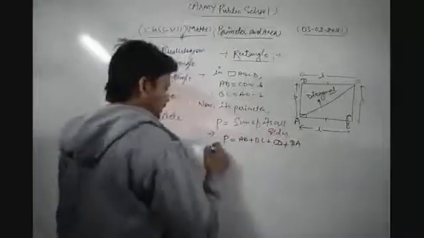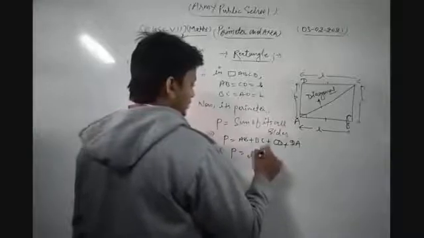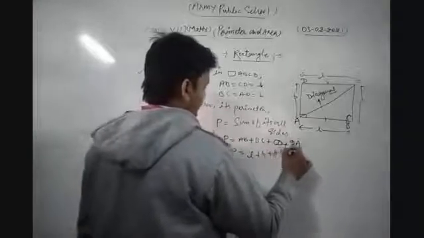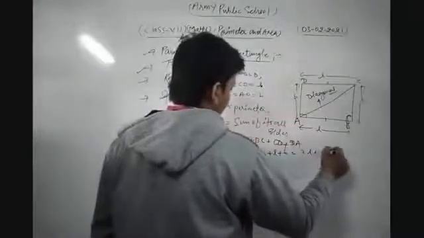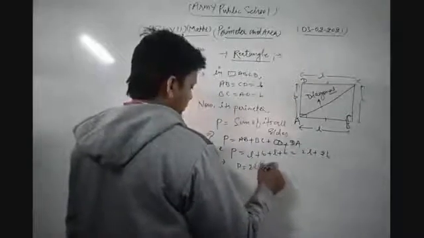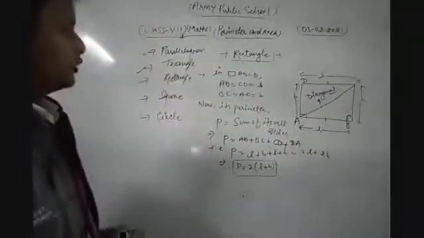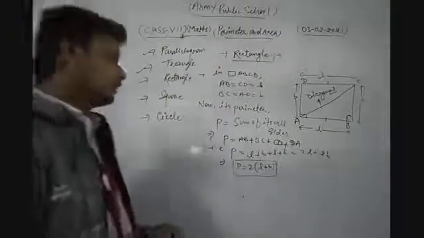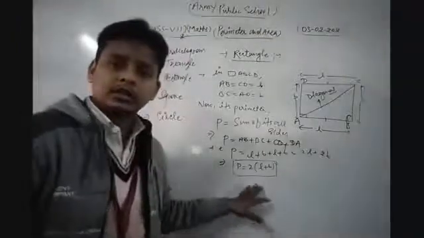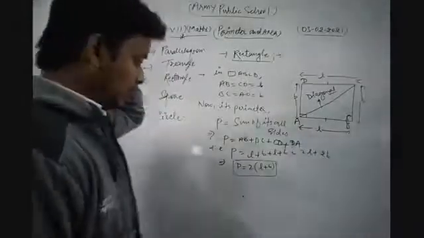So here the perimeter is equal to L plus B plus L plus B, that is 2L plus 2B, that is, perimeter P is 2 times (L plus B). So this is the formula for the perimeter of a rectangle. This is one of the most important formulas related to the rectangle. Please learn all that formula.